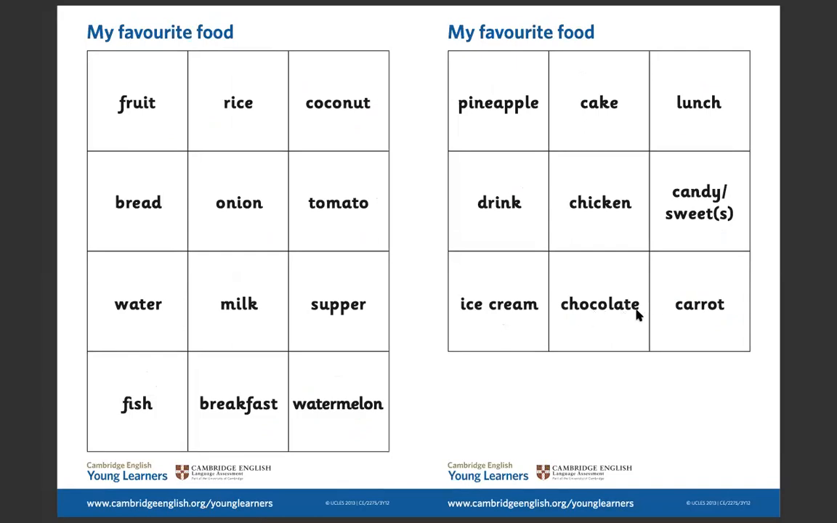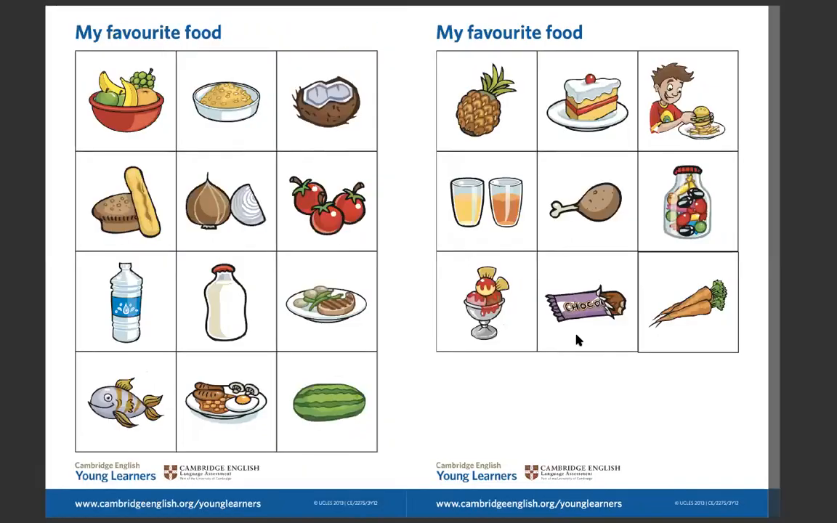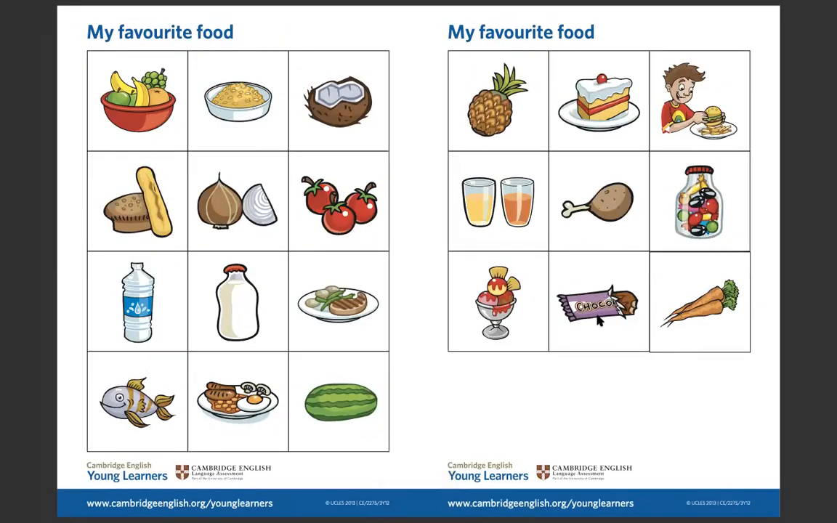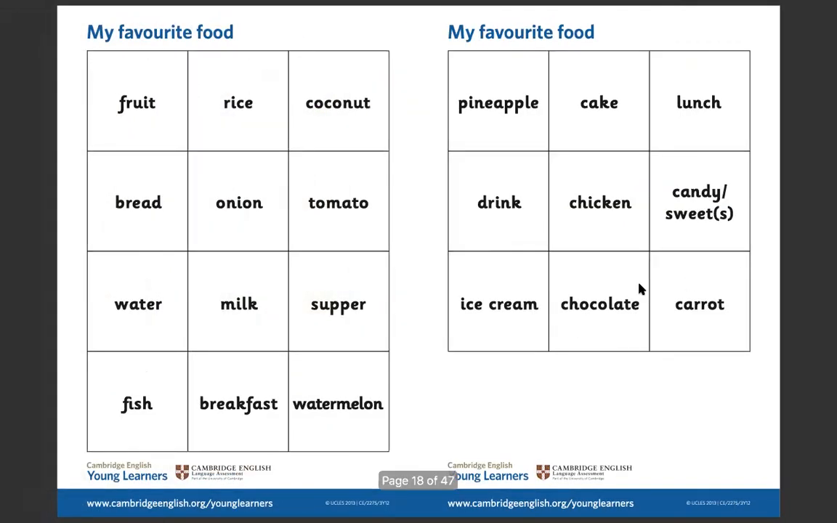Next one, chocolate. You have brown and white both. So chocolate. That is also a kind of sweet.